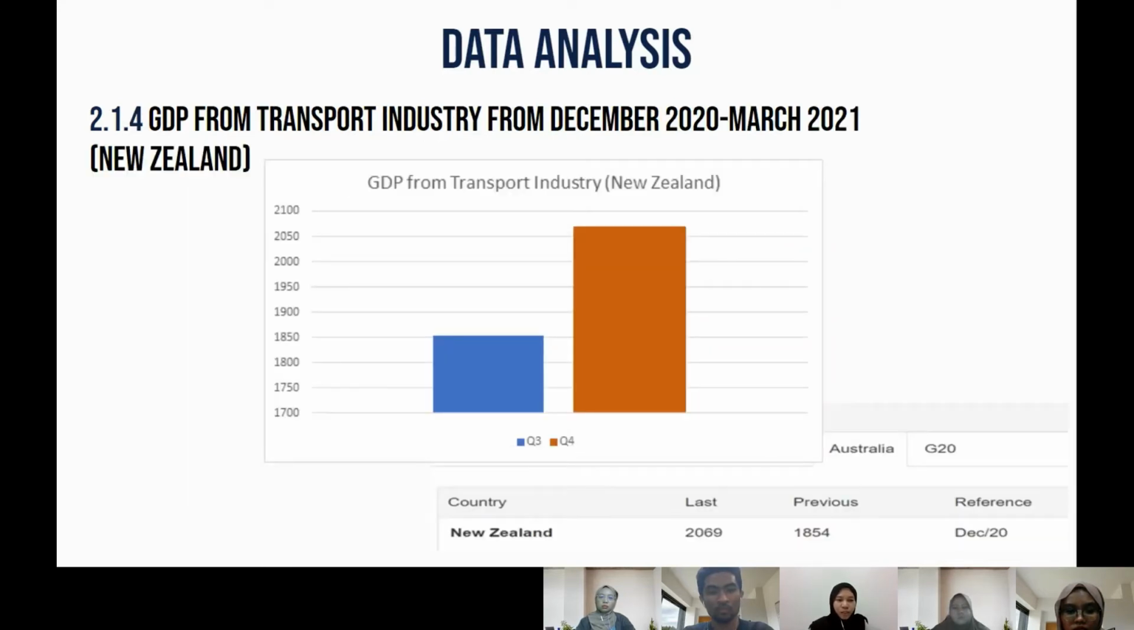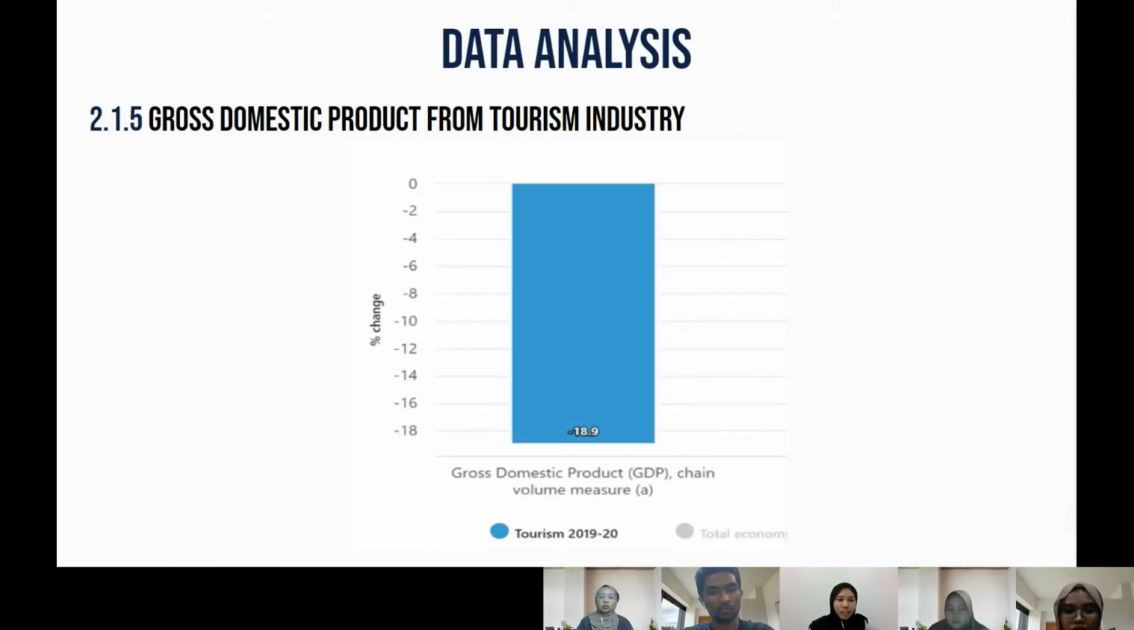For the transport industry, the latest data that has been published for GDP is only for New Zealand. From September 2020 to March 2021, it already increased at the fourth quarter. This is because the productivity of transportation decreased during the lockdown, such as public transport and flights, because people cannot go out. So the productivity of the transport industry decreased. Okay, next slide. And lastly, for the tourism industry, it recorded a decrease from the previous year, which is an 18.9% decrease.